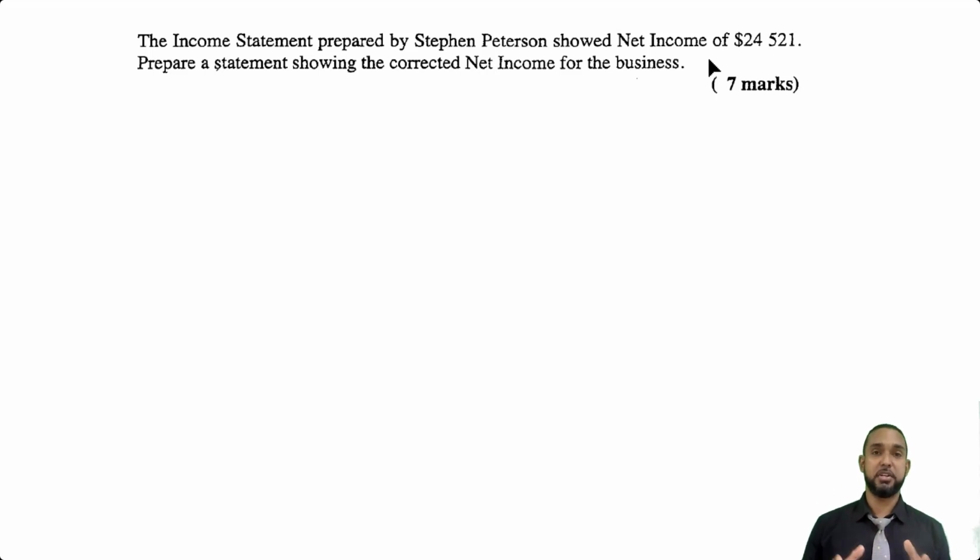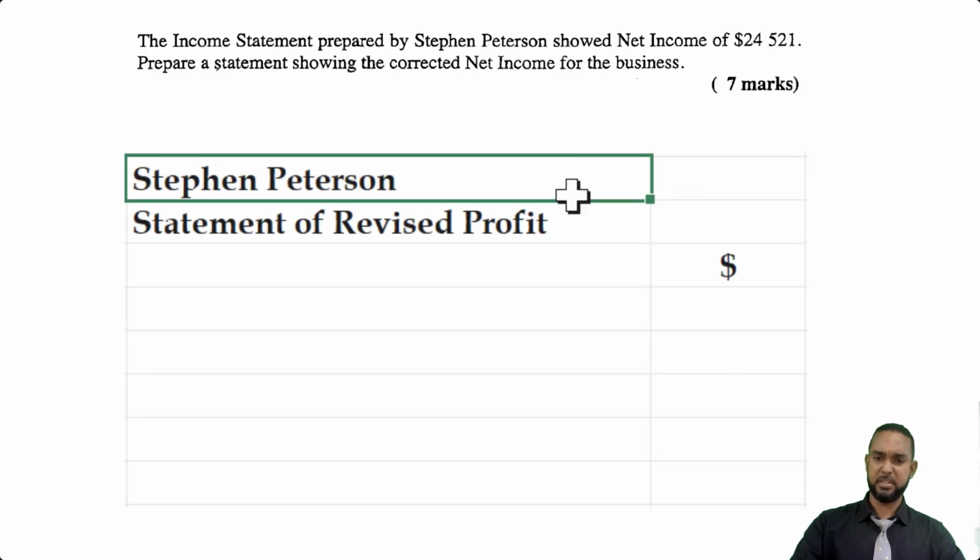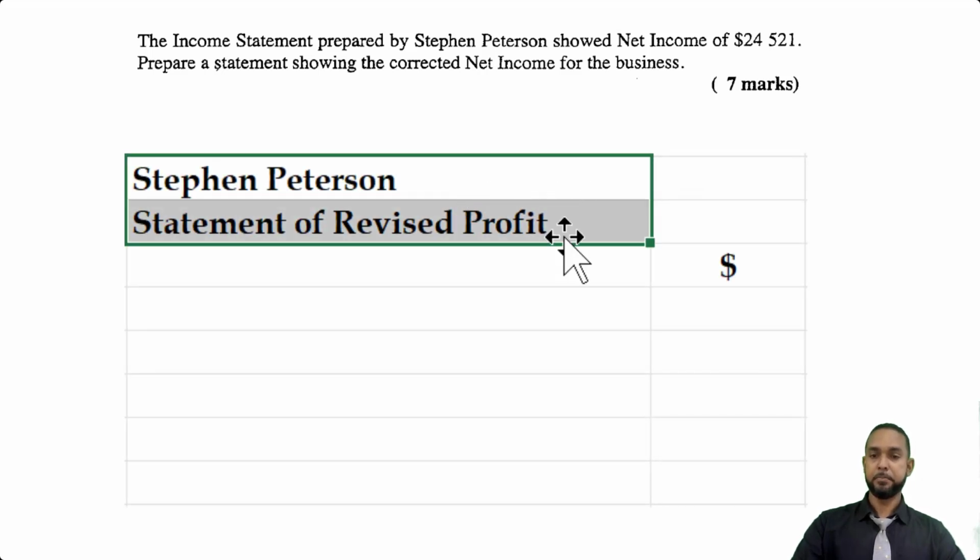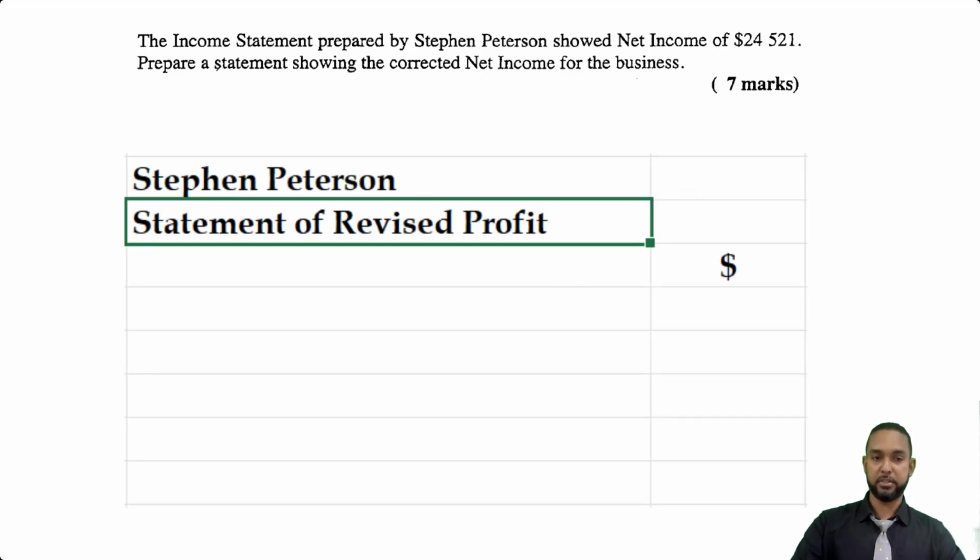So I would strongly suggest, if you're not too familiar with how to correct net income after correcting errors, check out that video and come back here. But I'm still going to explain in detail how to do this using this question. So let's get there. Of course, just head up your statement, very simple. Stephen Peterson, statement of revised profit or corrected net profit.